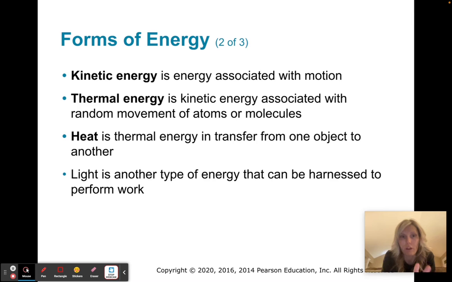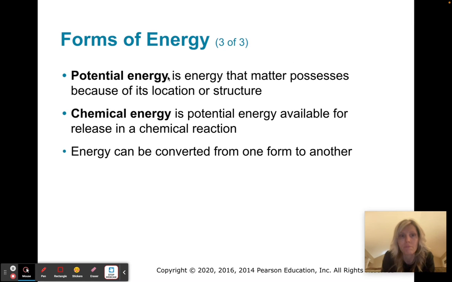So if I go back to potential energy, chemical energy is potential energy. Chemical energy, I'm going to read this off, is potential energy available for release in a chemical reaction. So when I read that, I think of that glucose molecule that we referenced earlier that might be broken down during a catabolic pathway. So it has energy stored inside of it. There is potential energy inside of that glucose molecule.